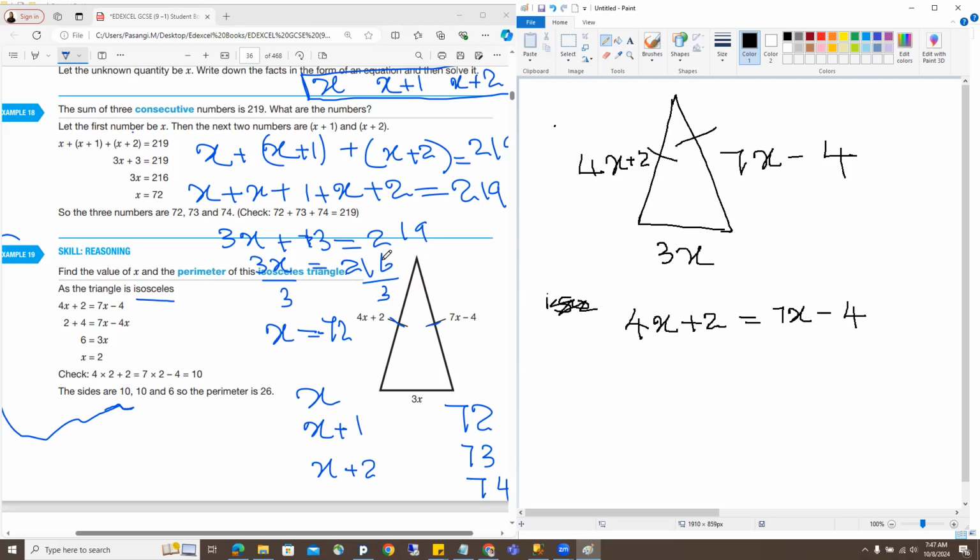Is it 0.666? No, because here we had 4x plus 2 equals 7x minus 4. Then what can you do? You have to bring all the x's to one side. To one side means you can bring this 4x to the other side. If you bring this 4x to the other side, then it would be 7x minus 4x. Taking to the other side is also fine.